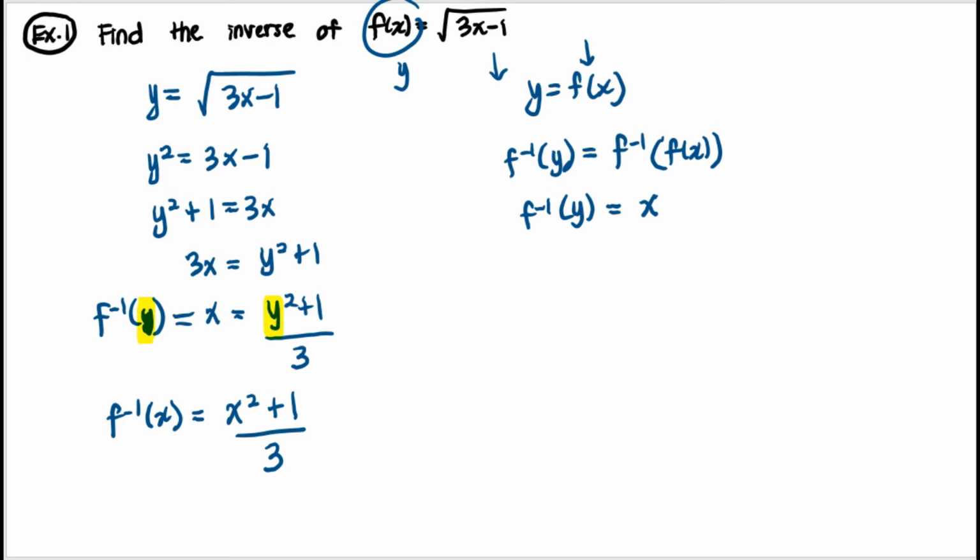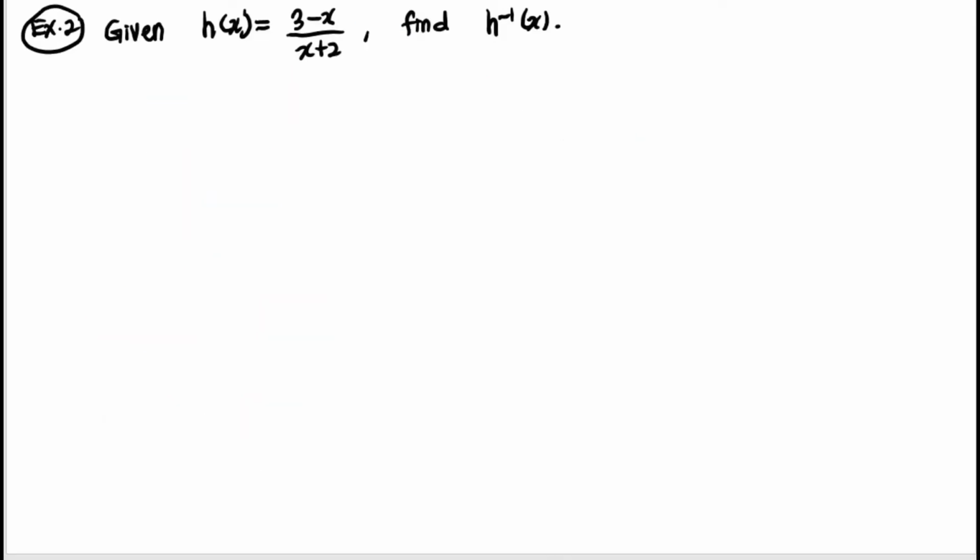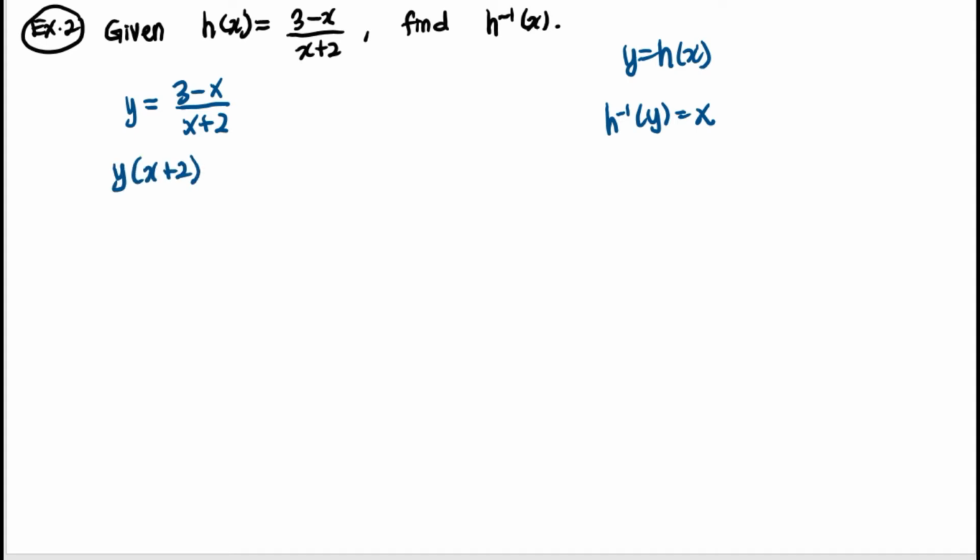Now, let's go to example 2. h(x) is equal to this. We let y equal to h(x), meaning that h inverse of y will be equal to x. We want to find x now. So we let y equal to (3 minus x) over (x plus 2). Now I want to make x the subject. I multiply x plus 2 to the left side, so I have y(x plus 2) equal to 3 minus x. Now I just expand this, and it becomes xy plus 2y equal to 3 minus x.